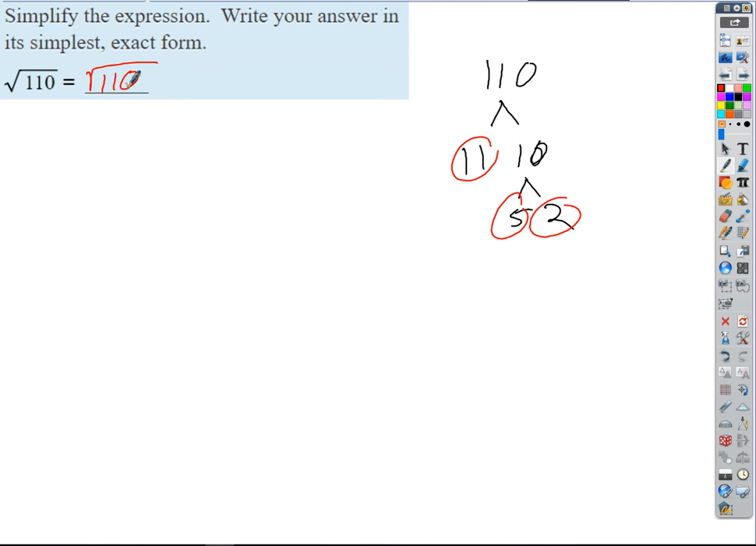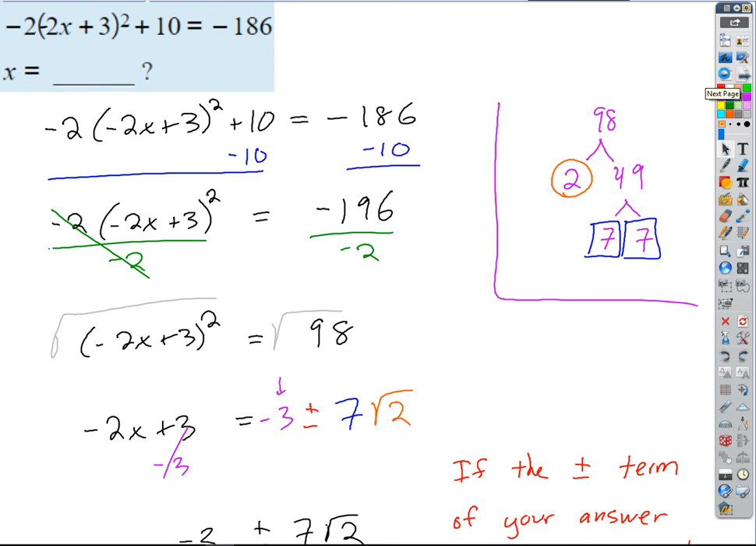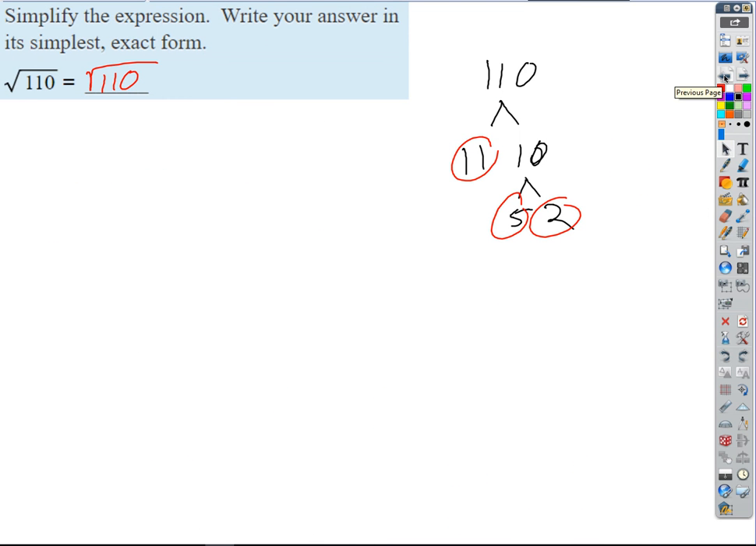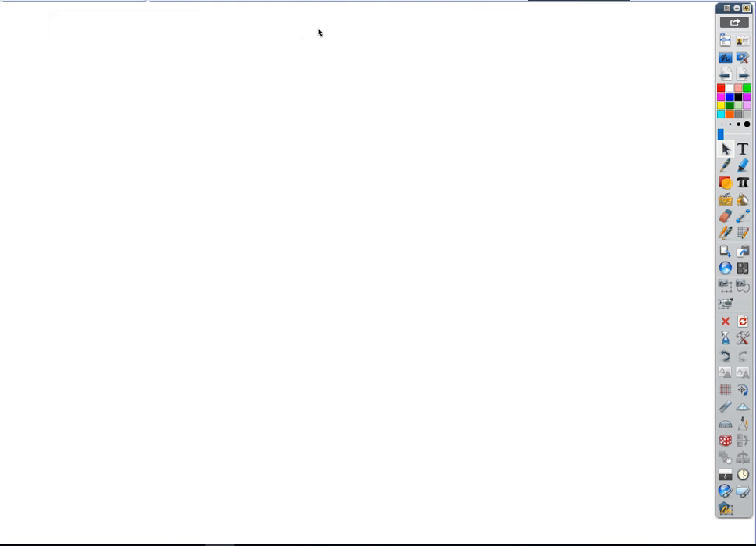Okay, try another one. Try this one. Let's do the square root of 54. Try that.